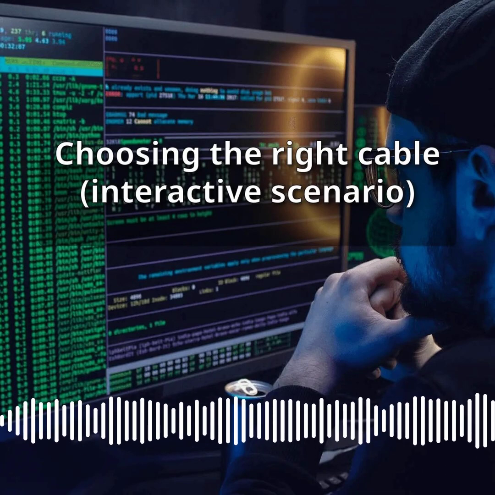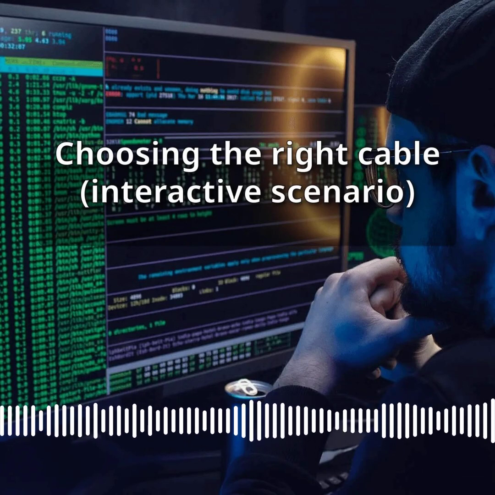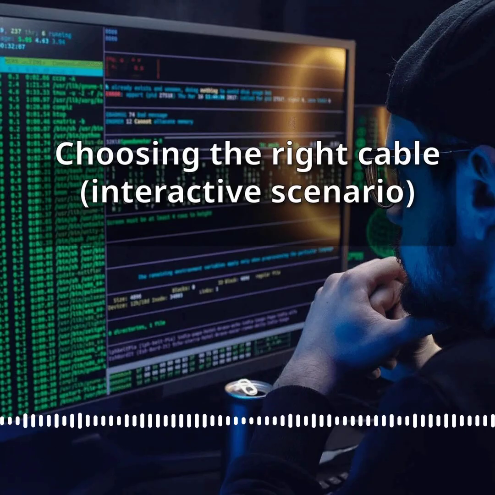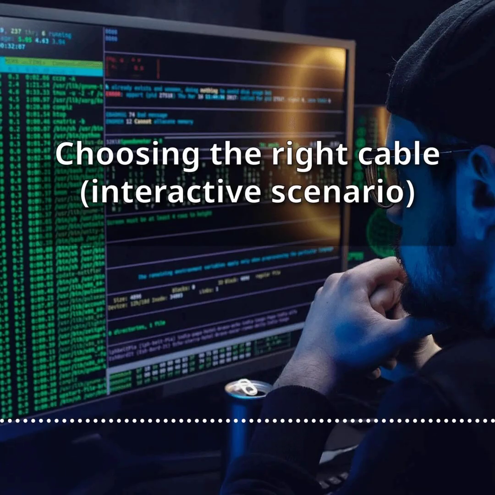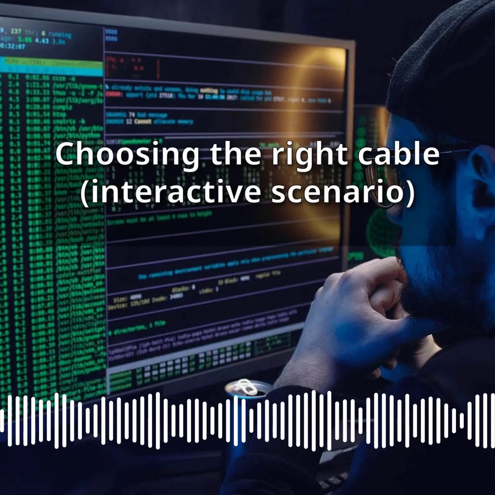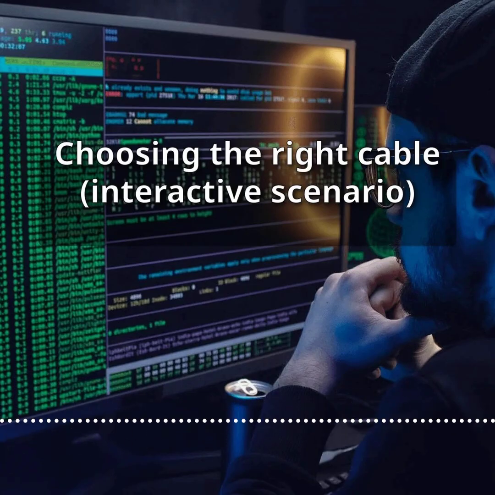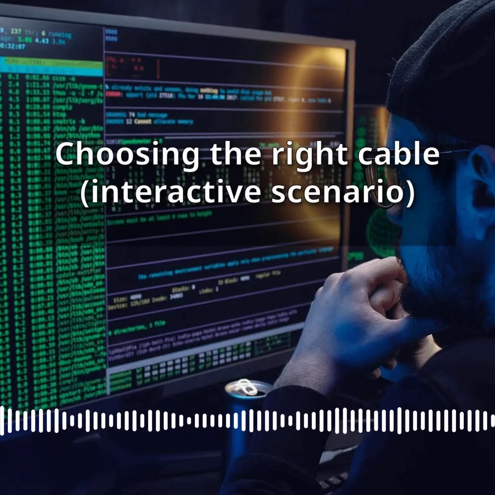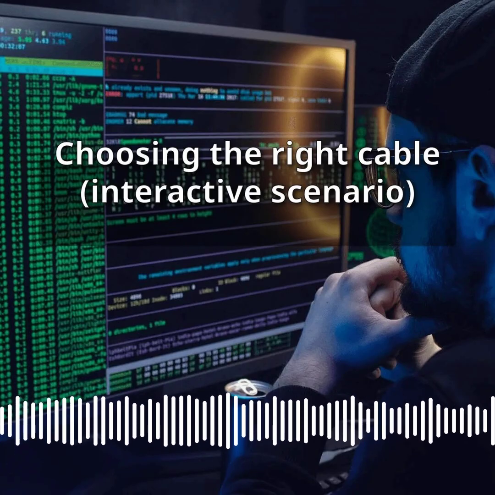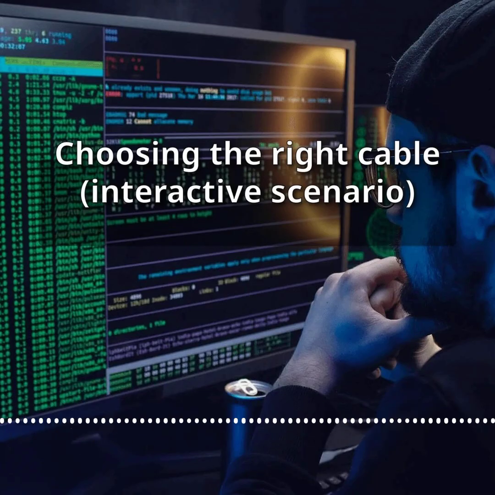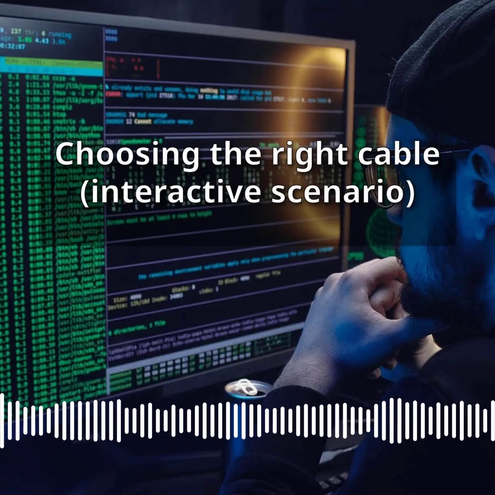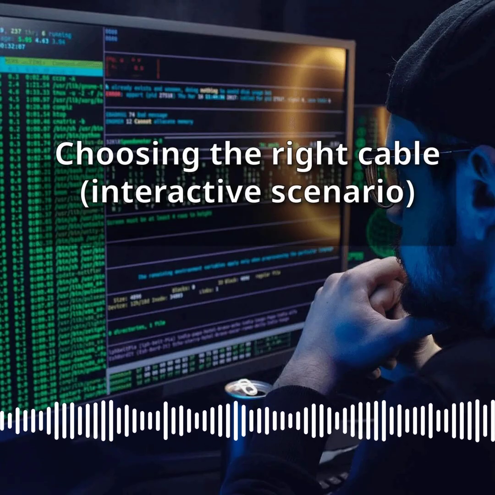A common beginner mistake is to treat all Ethernet cables as interchangeable. They are not. Cat5e supports up to 1 gigabit per second over 100 meters, while Cat6a reaches 10 gigabits per second over the same distance. Fiber optic eliminates electromagnetic interference entirely and can span kilometers, critical for inter-building links or data centers. Coaxial cable, while older, still appears in specific contexts such as cable internet or legacy CCTV systems.